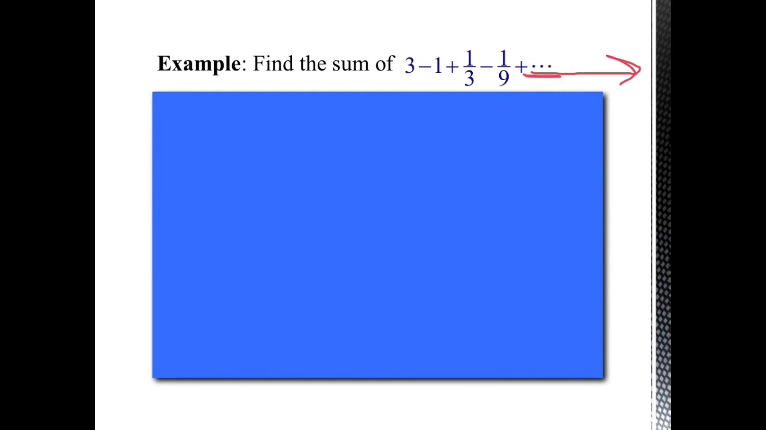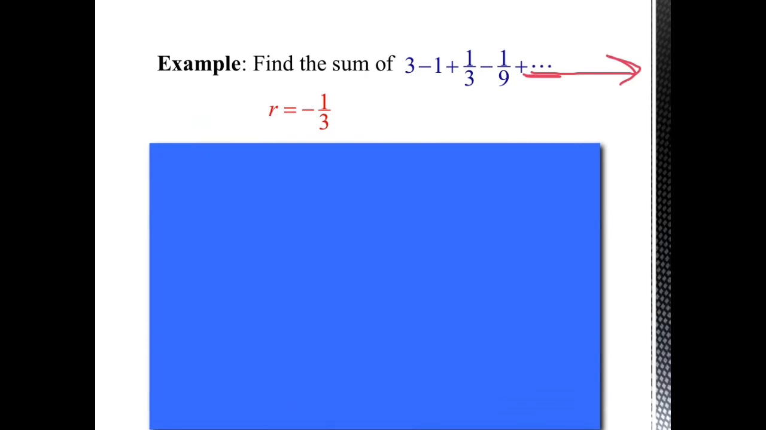Okay, so negative 1 divided by 3 is negative 1/3. 1/3 divided by negative 1 is also negative 1/3. So your r value is negative 1/3. Since the absolute value of negative 1/3 is less than 1, we do have a sum. Let's go ahead and find that.